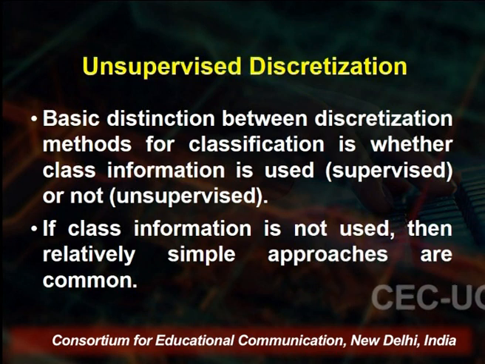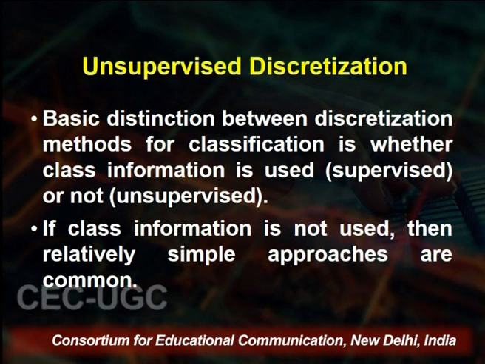You can have unsupervised discretization or you can have supervised discretization. So what is the basic distinction between discretization methods for classification is whether the class information is used, which makes it supervised, or whether the class information is not used, which makes it unsupervised. If the class information is not used, then a relatively simple approach will be used, which will be common, okay.